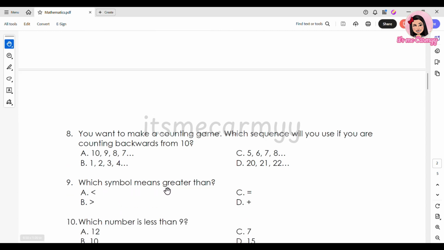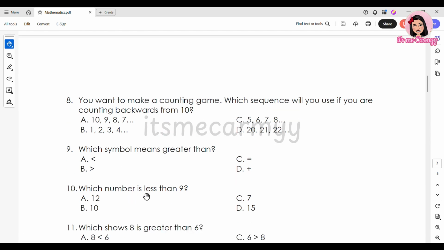9. Which symbol means greater than? A. Less than. B. Greater than. C. Equals. D. Plus. 5, 4, 3, 2, 1. The correct answer is letter B.